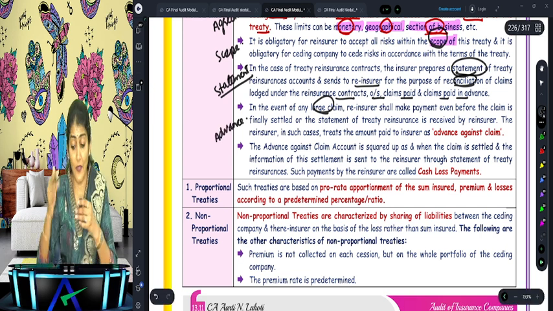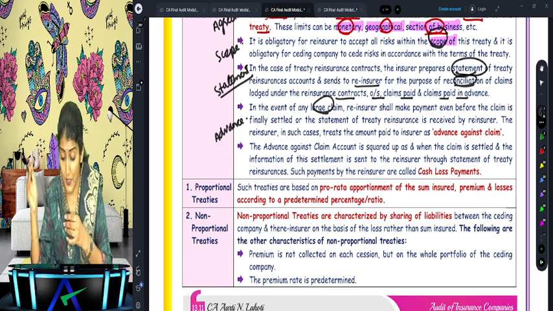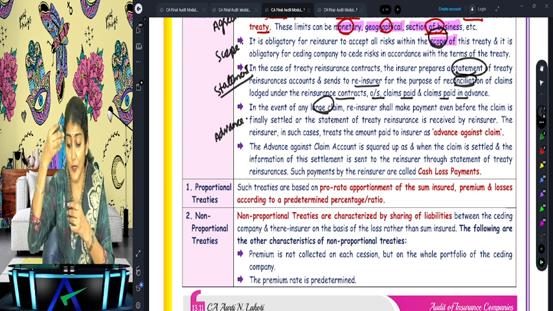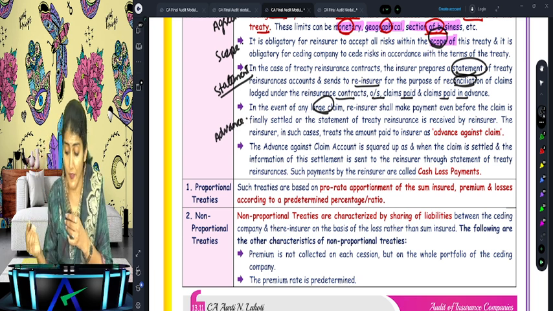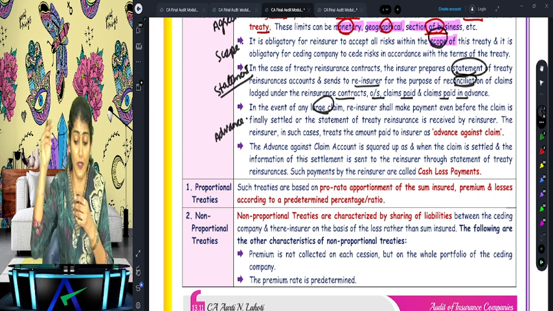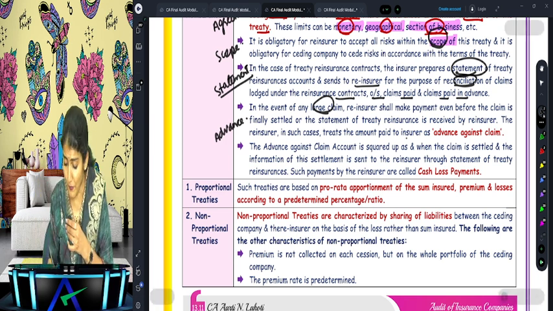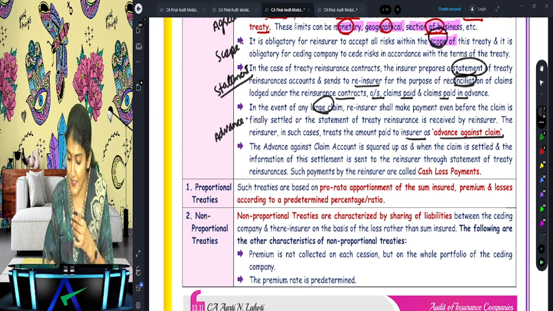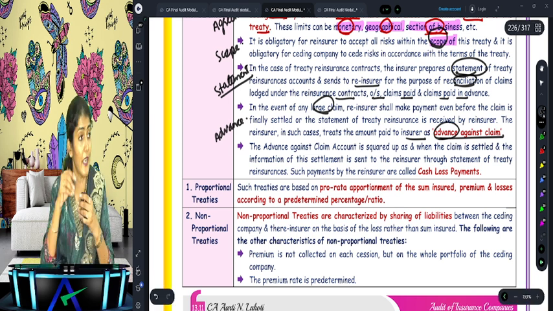In the event of any large claim, the reinsurer shall make payment even before the claim is finally settled or the statement of the treaty reinsurance is received by the insurer. So even before receiving the statement, the reinsurer may pay. So the amounts paid to the insurer are treated as advance against the claim. So in case of large claims, what does it say? They can pay the advance amount, right?